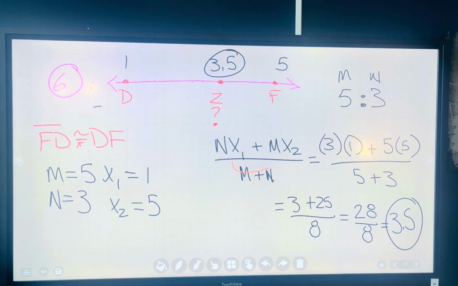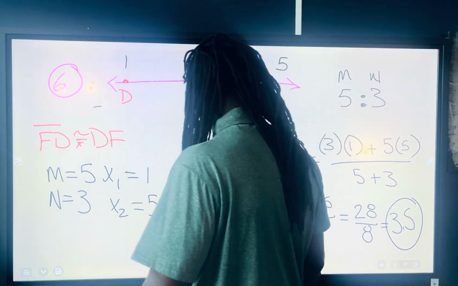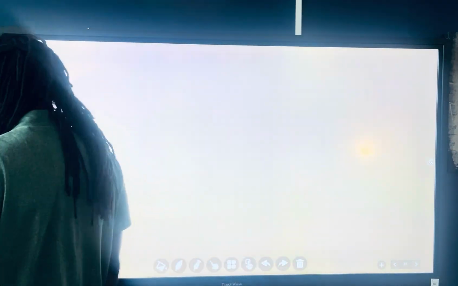Alright, so what y'all got for today is we're going to extend the partitioning. We still are partitioning line segments. You might want to catch this one, and yes, you can catch it on the replay. We are now going to be partitioning line segments on a coordinate plane.